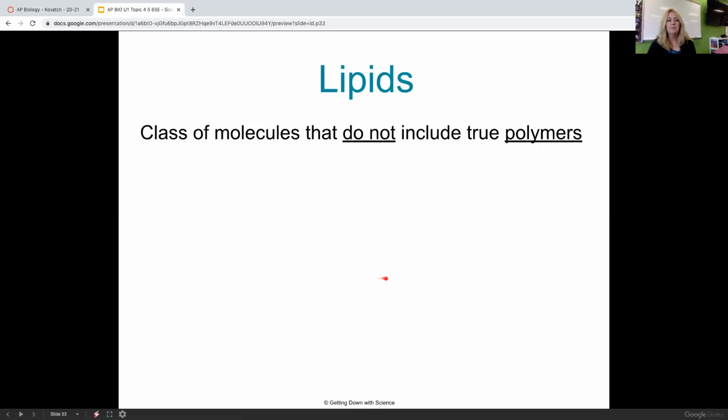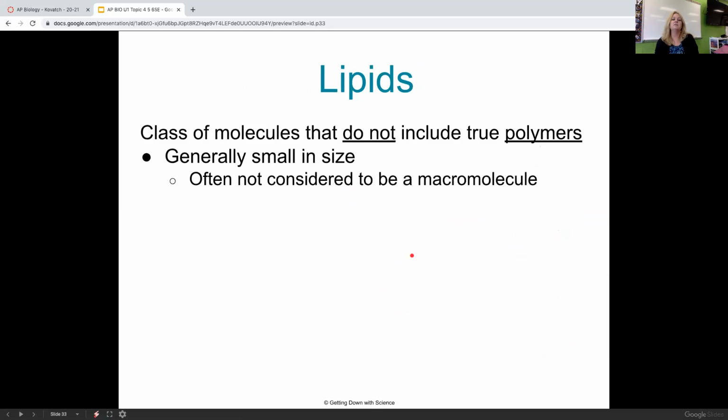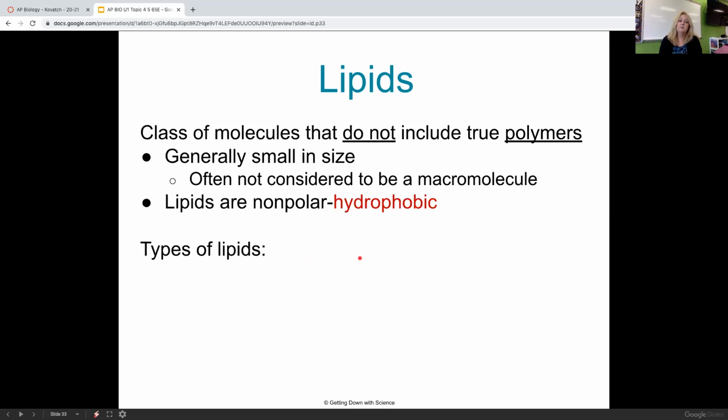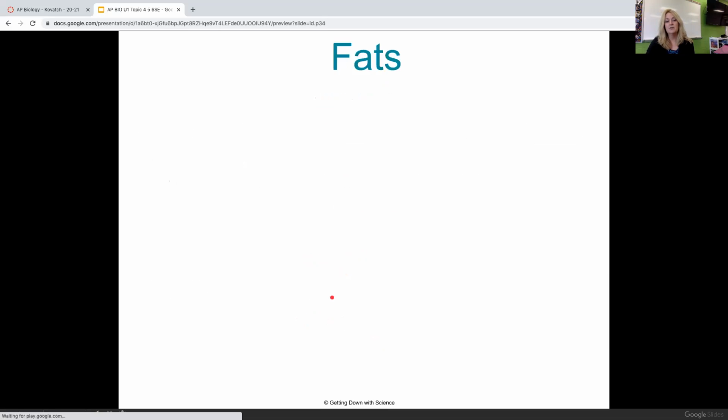Let's get to some lipids. The lipids are a class of molecules that do not include true polymers. Generally, they're small in size. They often are not considered to be a macromolecule. Lipids are nonpolar, they're hydrophobic. The types of lipids that you can find are fats, phospholipids, and steroids.